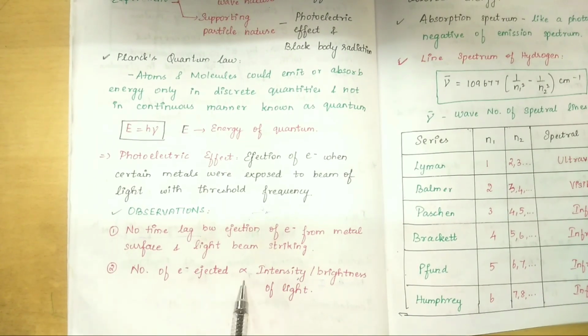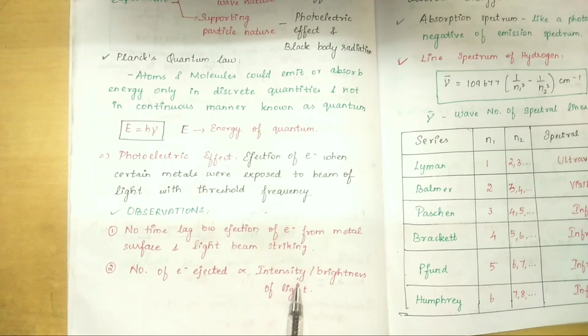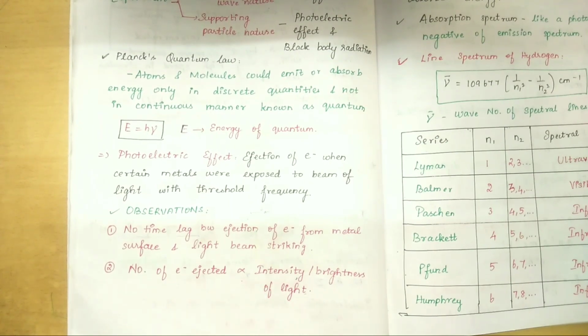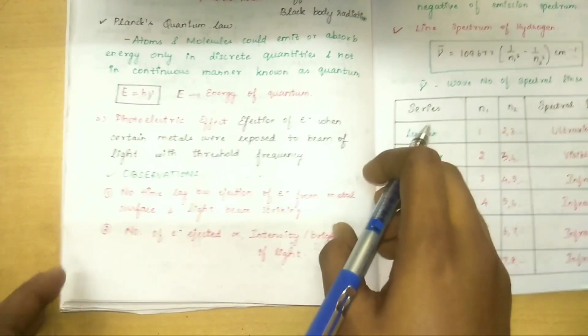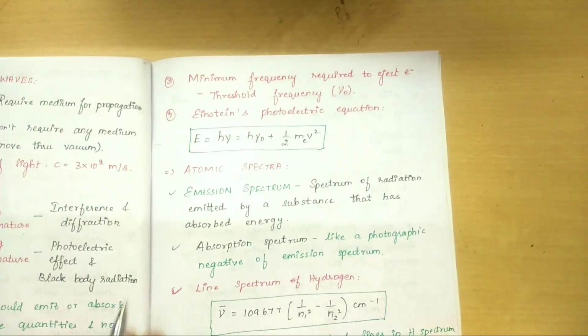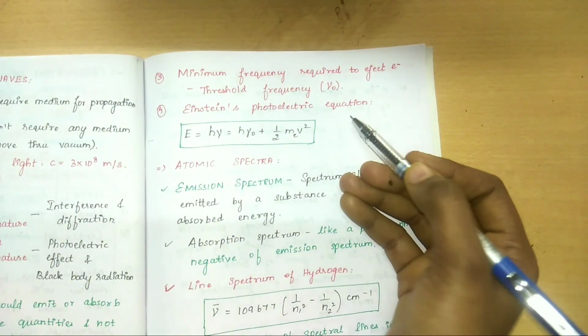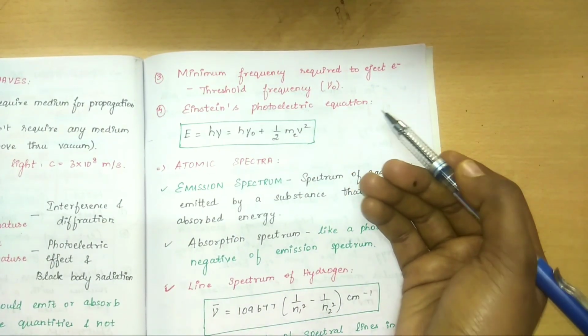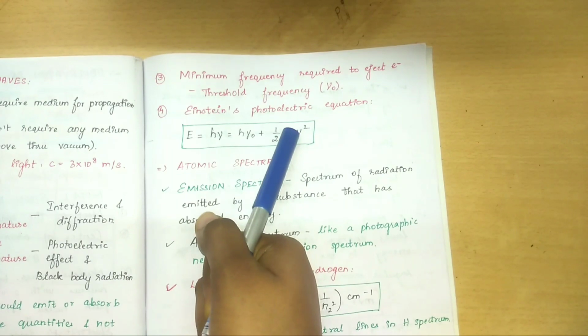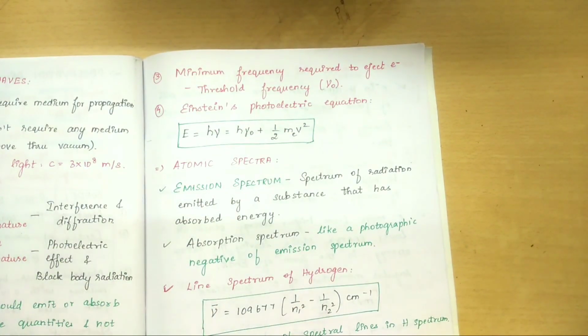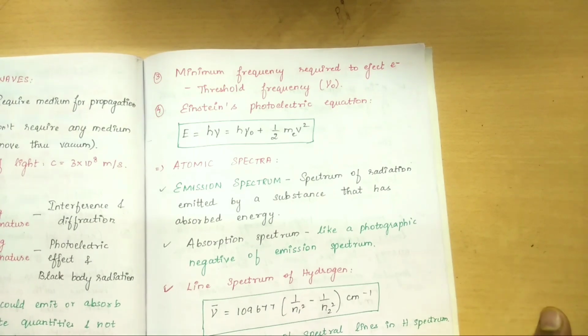The number of electrons ejected is directly proportional to the intensity or brightness of the light only, and it does not depend upon the frequency of the light. Then the third observation: the minimum frequency required to eject electrons from the metal surface is called the threshold frequency. If the light has the threshold frequency, only then can it eject an electron from the metal surface, otherwise it cannot.